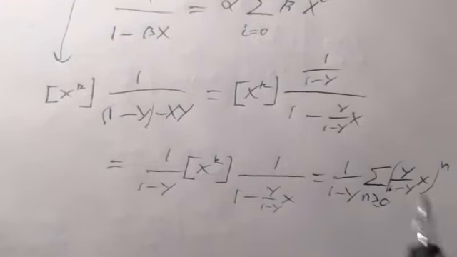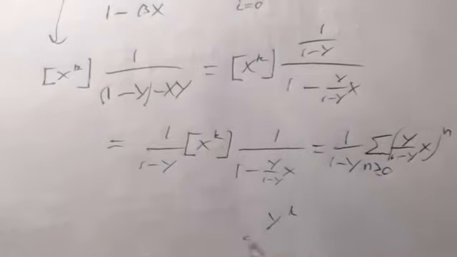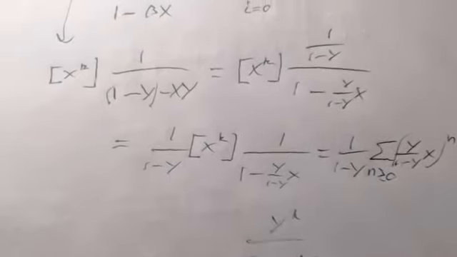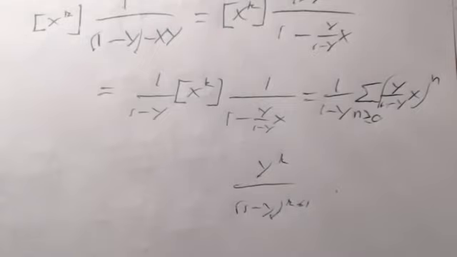So the x to the k coefficient of this is just 1 over 1 minus y times y to the k over 1 minus y to the k. So that's how we ended up with y over 1 minus y k plus 1. So that was everything I wanted to address. I felt I didn't really address properly, or didn't address at all in my last video.